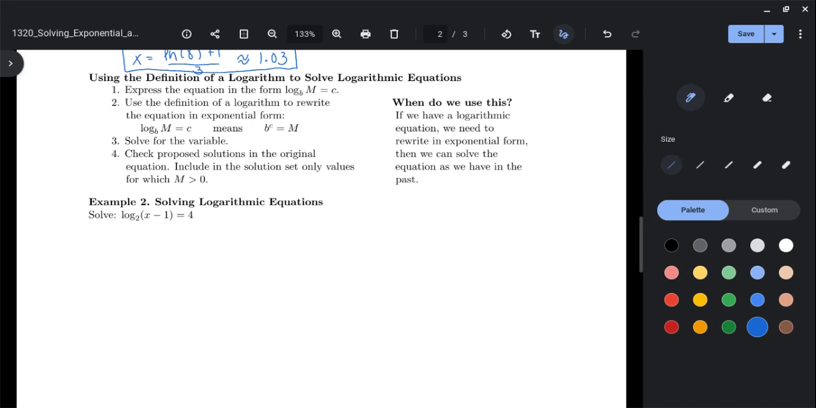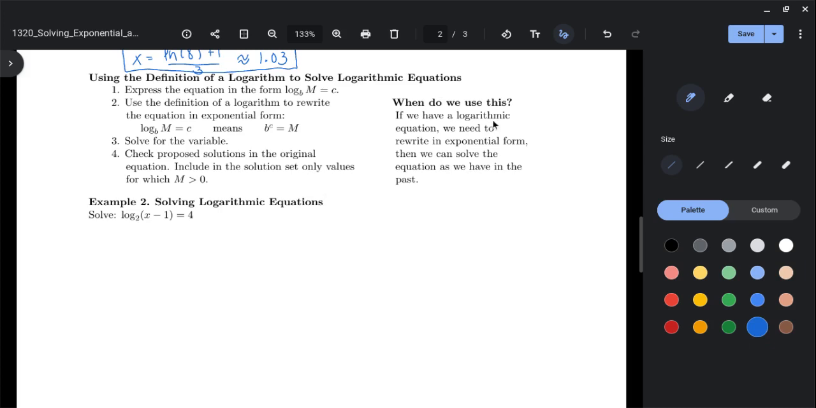You're then going to solve for the variable. And then lastly, you're going to check the proposed solutions in the original equation. And make sure that you include in the solution set only values for which our m, or what we're taking the log of, is bigger than 0. If you'll recall from a previous video, we cannot take the log of a negative number, as the negative numbers are not included in the domain of logarithms.